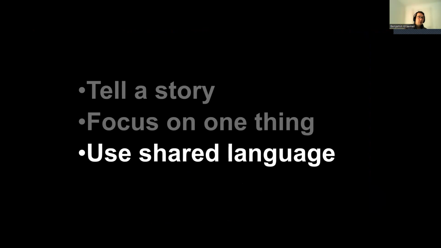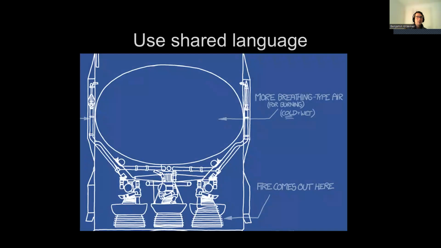Now I want to transition to the third guideline for science communication, and that is using shared language. So like the other 2 guidelines, I'm going to start with a small exercise to get us thinking about what it means to use shared language. Now, one of the best ways to make sure that your audience shares your language or vocabulary is to just stick to the most common words.